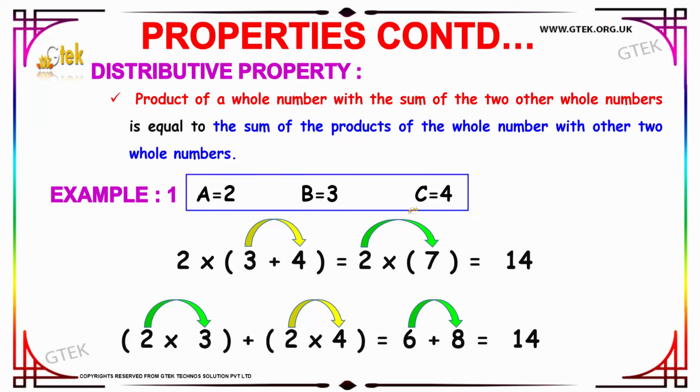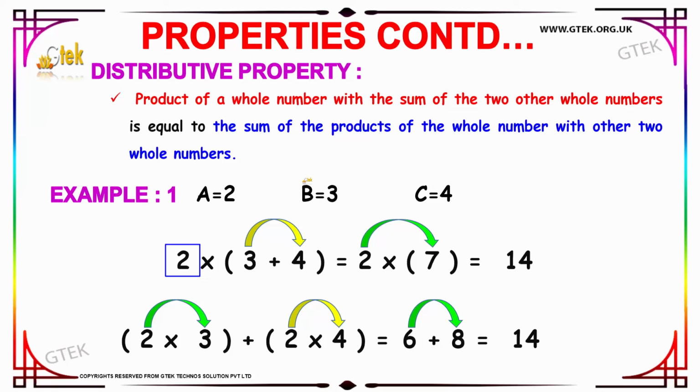A has the value as 2, B has the value to be 3, C has the value to be 4. So we are going to calculate the value of 2 multiplied by 3 plus 4. 3 plus 4 is equal to 7. Multiplied by 2, you get your final answer to be 14. In distributive property, you will be multiplying this number inside. So 2 multiplied by 3 plus 2 multiplied by 4 will give you 6 plus 8, which gives your final answer to be 14. So if you see, both the values are same.